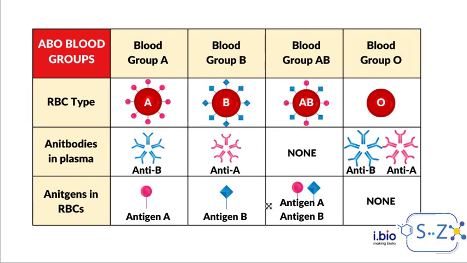Now, if we want to sum up all what we talked about, we have this table here with the four main blood groups, A, B, AB and O, and the red blood cell type or the antigens. The antibodies in the plasma: in case of blood group A, there is anti-B. In case of blood group B, there is anti-A. In case of blood group AB, there are no antibodies whatsoever in the plasma. And finally, in blood group O, we have both anti-A and anti-B antibodies. The antigens, of course, in each case are shown in this table. This table is very important for you to study.